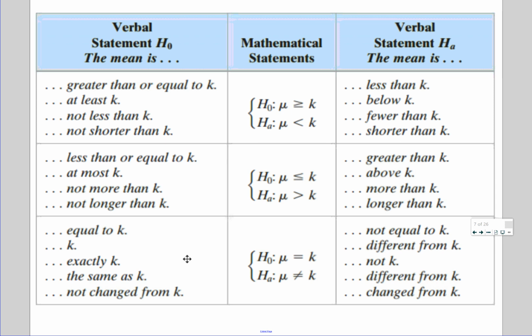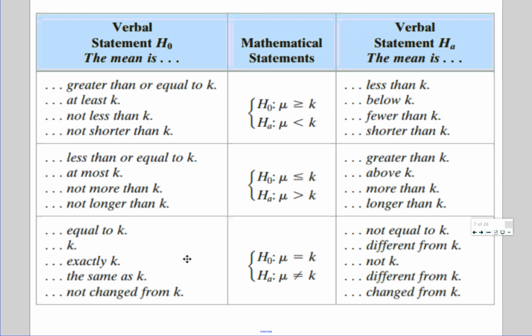So you might see this in your statement if it's talking about the null hypothesis. Greater than or equal to, at least means greater than or equal to, not less than means greater than or equal to, not shorter than means greater than or equal to. Or if they're making a claim that's the alternative, you might see this wording: less than, below, fewer than, shorter than. Those are all just less than statements. A lot of these statements on the far left and the far right of the screen are things that you saw back in Algebra 1 when you were writing inequality statements.